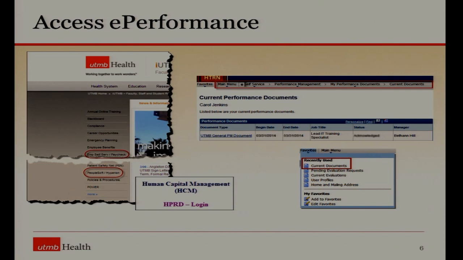If you are using the PeopleSoft link, please make sure that you do access through the HCM or Human Capital Management aspect of PeopleSoft. Once you have navigated into PeopleSoft, you can see we have our navigation here at the top of the page. From the main menu to self-service, performance management, my performance documents, and then current documents. Once you arrive at current documents, you'll see your document listed here. We are using an example of the general PM document template. We'll talk more about the templates as we go through, but this link would be dependent upon the type of template that was used for your particular evaluation.